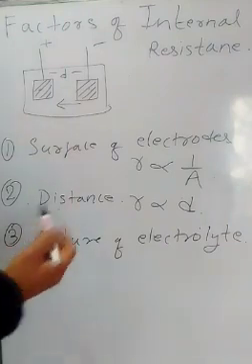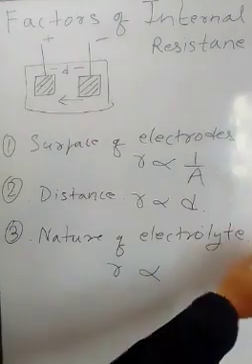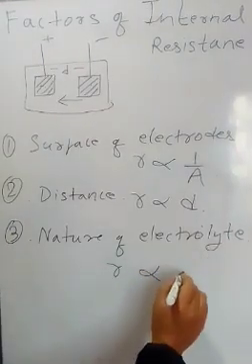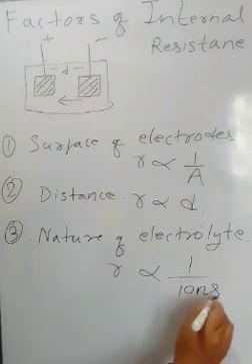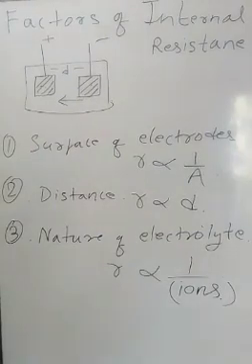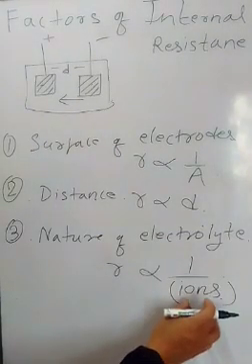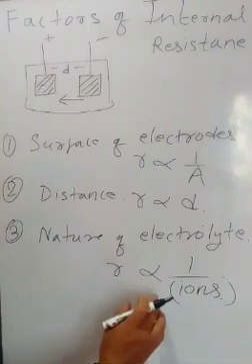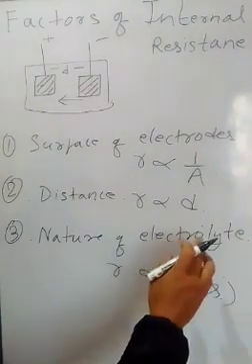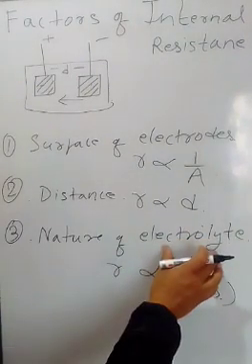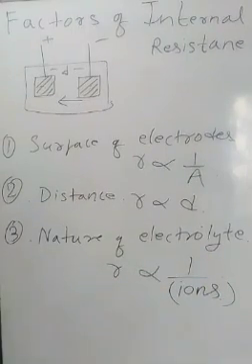Resistance is inversely proportional to the ions. Ions means there are different types of electrolytes. If you increase the number of ions, it will decrease the resistance. If there is a very small amount of ions, or the electrolyte is not good, then the resistance will be very high.